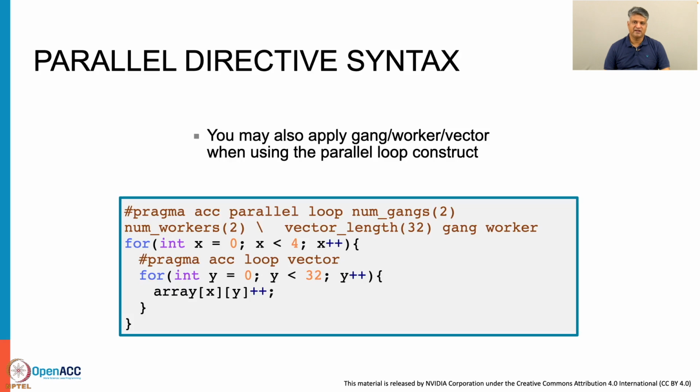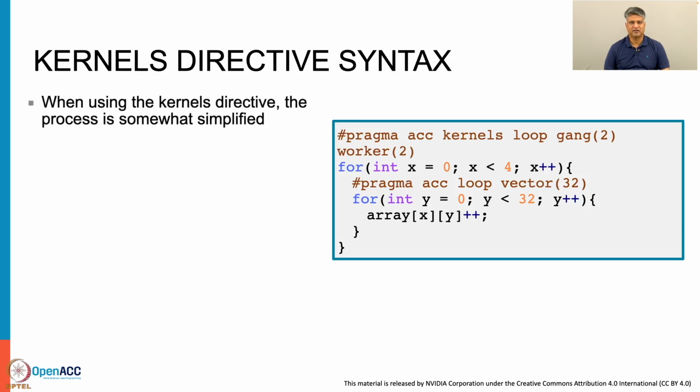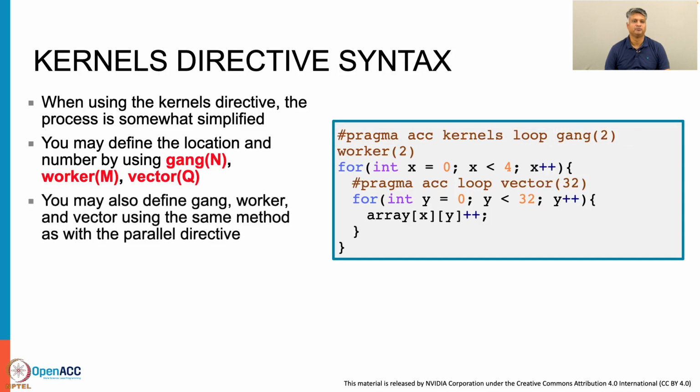You can also apply the gang, worker, vector clauses when you're using the parallel loop construct. You can say you have 2 gangs, 2 workers, and then again a vector length of 2 in this example. If you're using the kernels directive, then you can say gangs and workers, and then inside, when you're doing the loop, you can specify what the vector length is. When using the kernels directive, this process is very simplified. So you have gang specified there, you have worker specified there, and then you have the vector specified below.